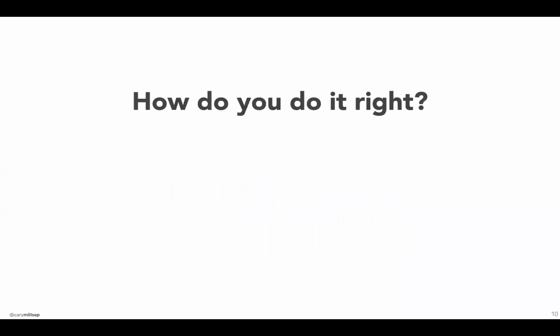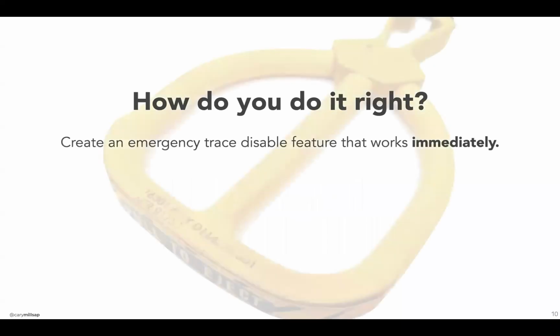So how do you do it right? And the first thing I'll say to this comes with a picture. I want you to create an emergency trace disable feature that works immediately. Because if anything ever does happen, or if anybody even perceives that something is wrong, you want to be able to pull the ejection seat handle and stop the trace.